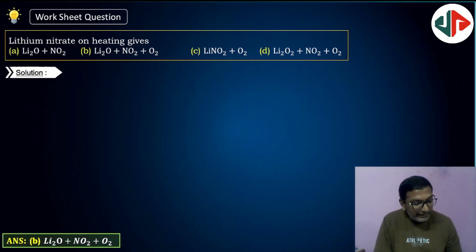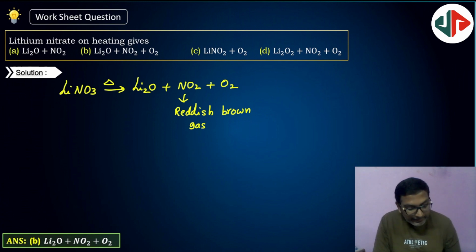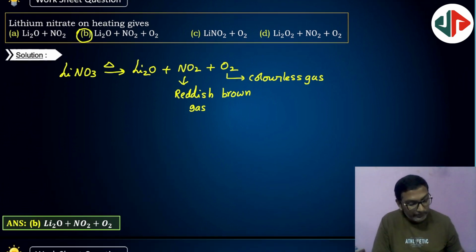Next. Lithium nitrate LiNO3 on strong heating gives lithium oxide, NO2 and O2. NO2 is a reddish brown gas, and O2 we know is a colorless gas. Remember this reaction, very, very important. Option B: lithium oxide, nitrogen dioxide and O2.